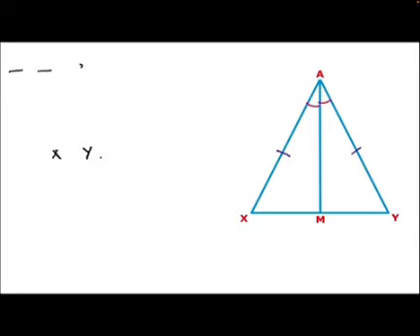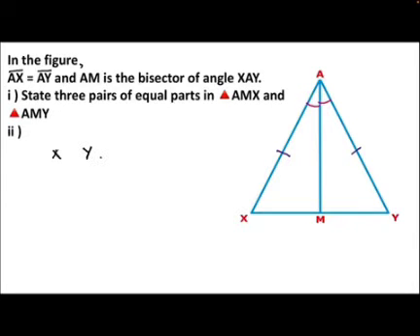Next, we have one triangle given here. I hope all of you can see. In the figure, AX is equal to AY. Clearly you can see AX is equal to AY. Okay, and the bisector of the angle is AM. Bisector means, I told you, dividing into equal parts. So this line segment AM, children, is bisecting this angle.